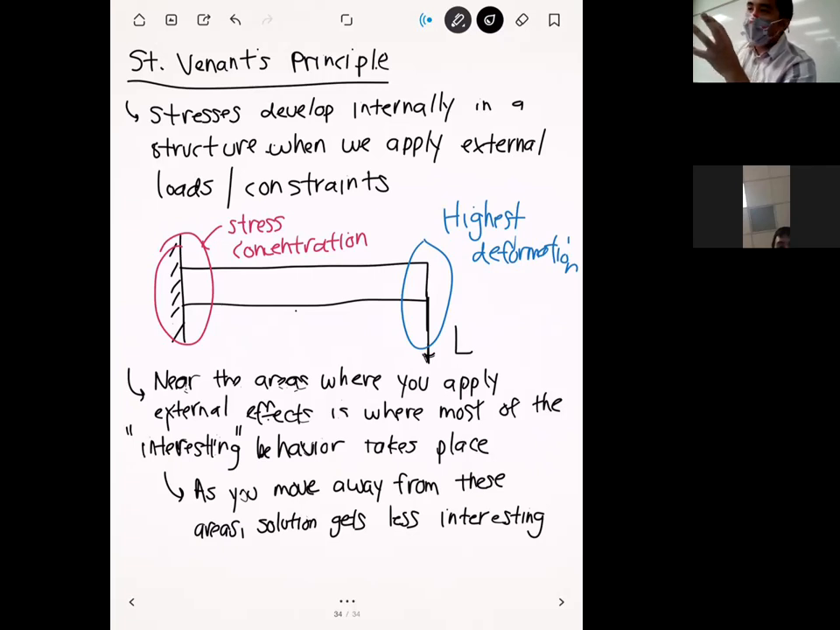Saint-Venant's principle doesn't always hold. You have to apply it, but it's not an end-all be-all. There are other factors, like the geometry, that might have a bigger effect as well. For the plate with the hole, you see stress that's concentrated at the hole, and that's a much bigger effect based on the geometry.